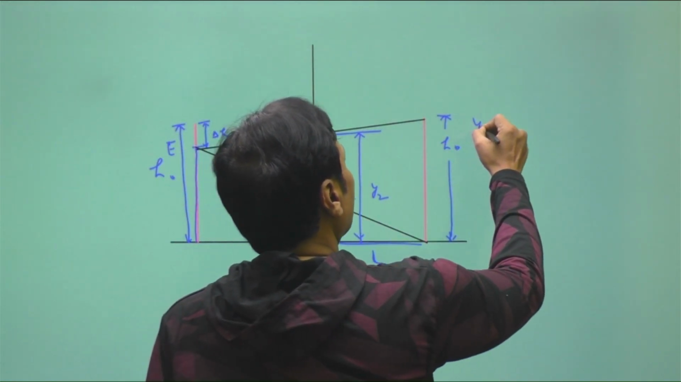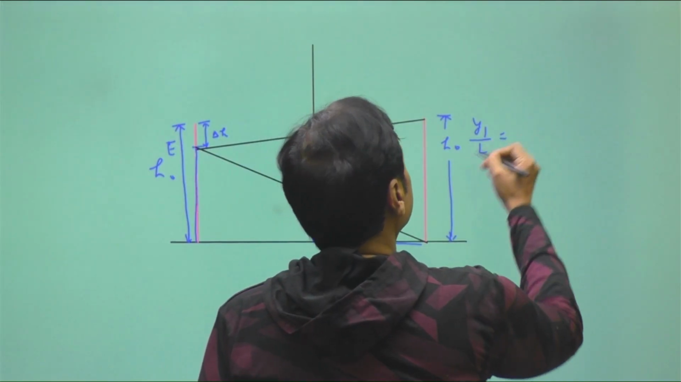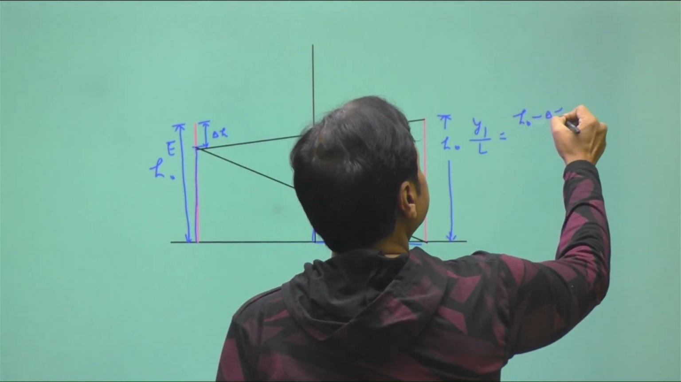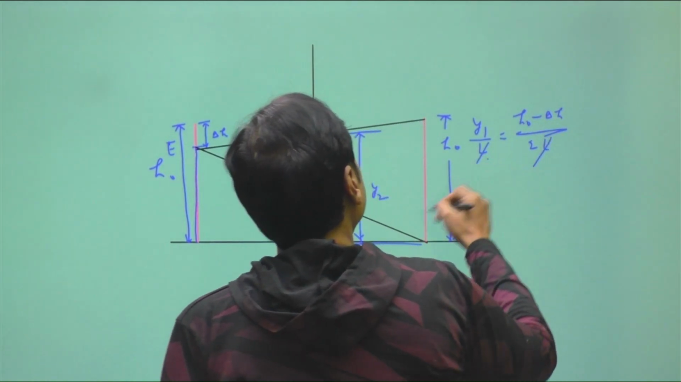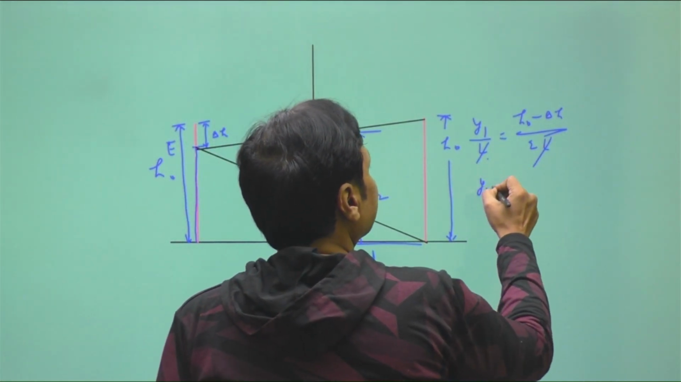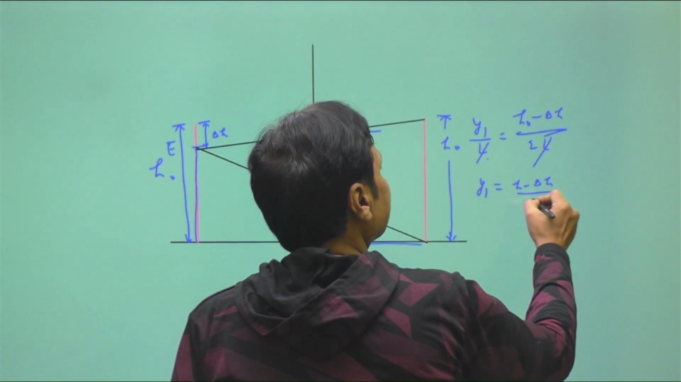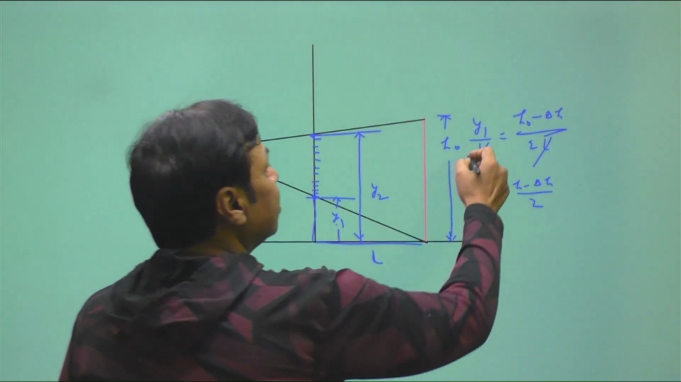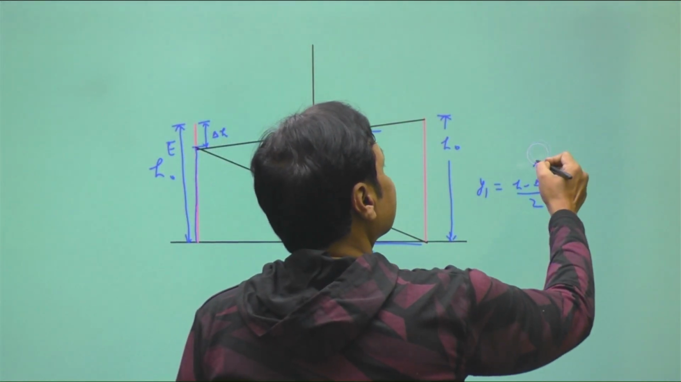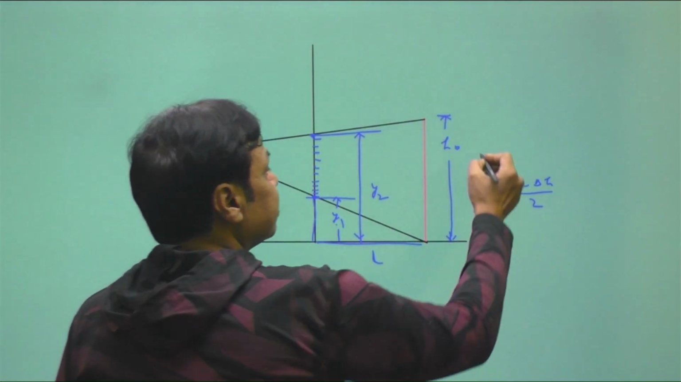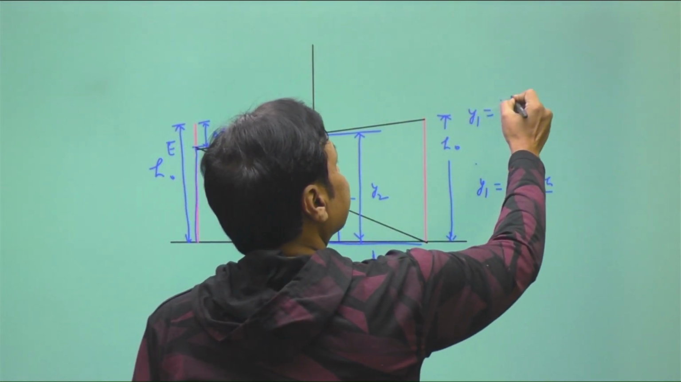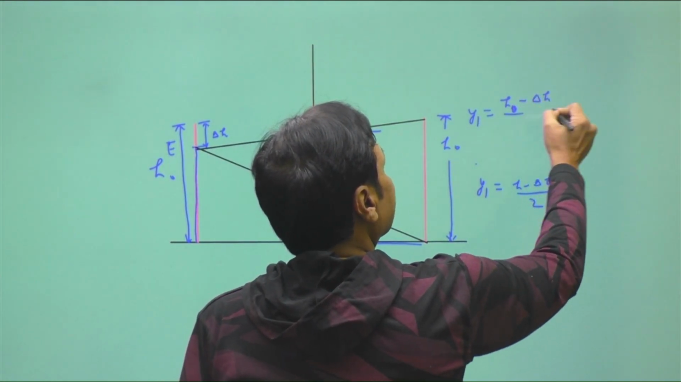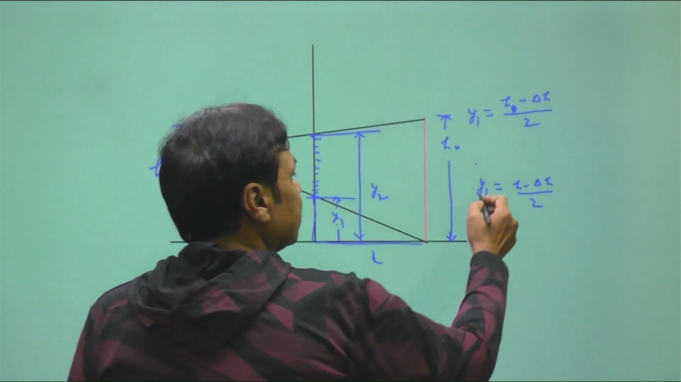So I can write perpendicular by base. This is y1 upon L equals h0 minus delta h upon 2L. L gets cancelled out, and we get y1 equals h0 minus delta h upon 2. So put them all together and you will get the result. The result I got is y1 equals h0 minus delta h upon 2.